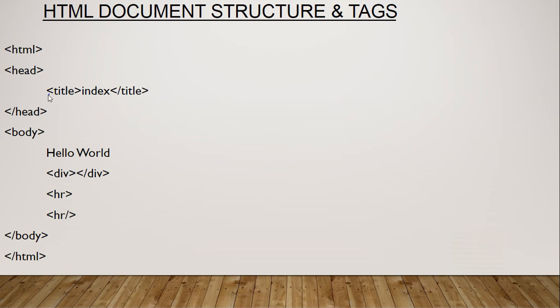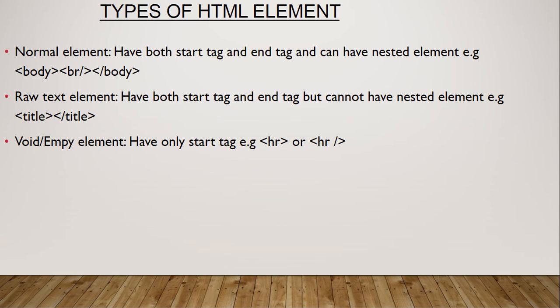But looking at the tag, this HTML element, and the other one, they both have opening and closing tags. But looking at this HR tag, it only has an opening tag and no closing tag. So that brings us to the types of HTML elements. We have 3 types. The normal element has both a start tag and an end tag, and you can also place nested elements in it. An example is the body tag.